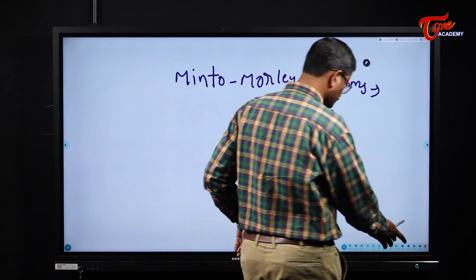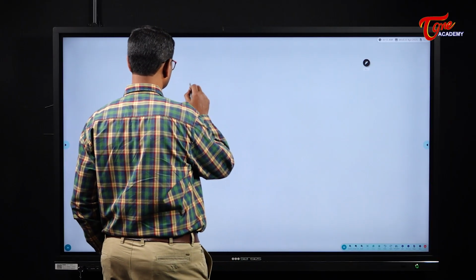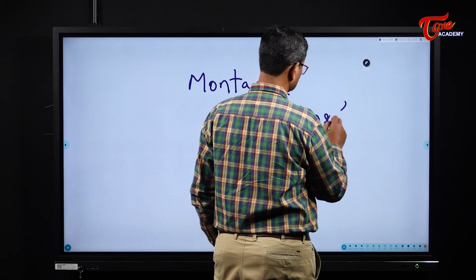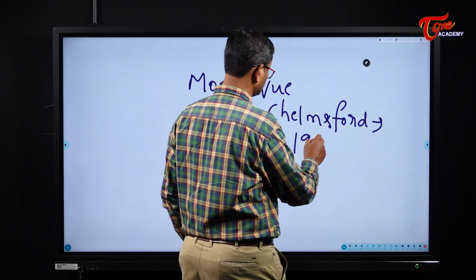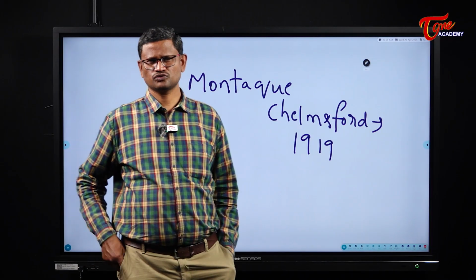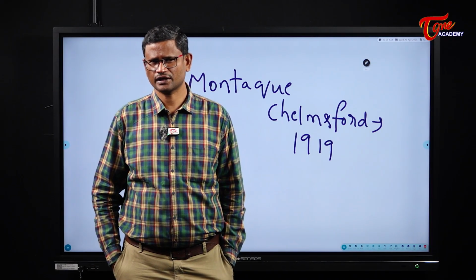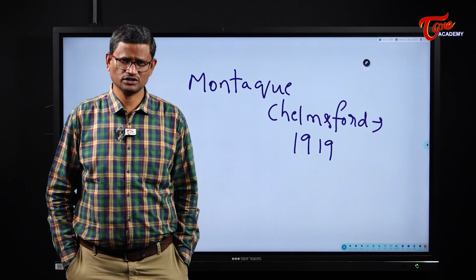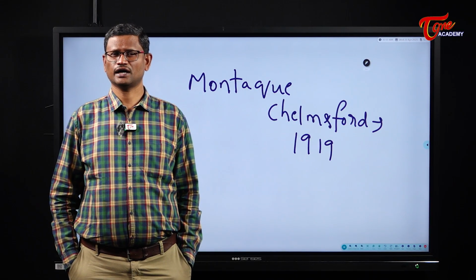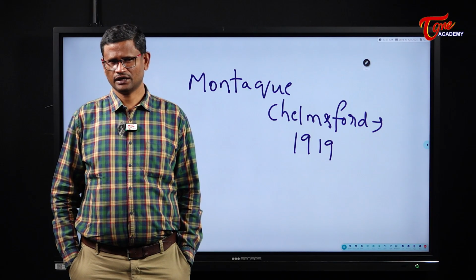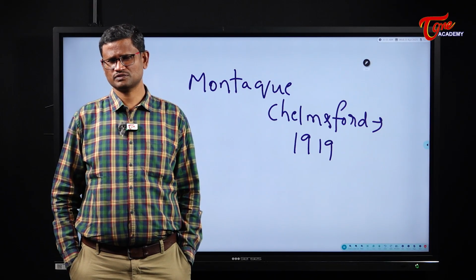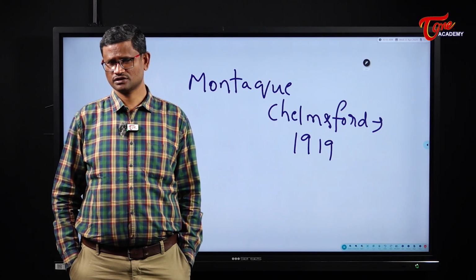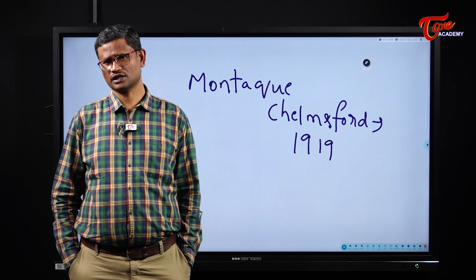The next one is Montagu-Chelmsford reforms, also called the Government of India Act 1919. Under the Montagu-Chelmsford reforms, the most important feature is diarchy. Under these reforms, the subjects of administration are divided into 3 categories: federal list, provincial list and a concurrent list.